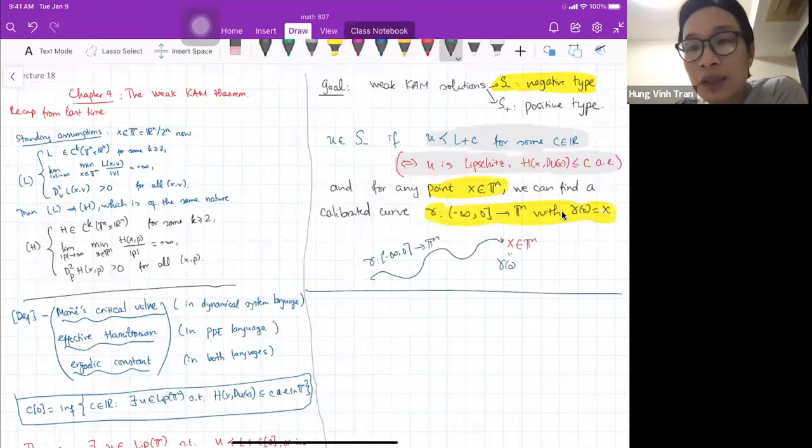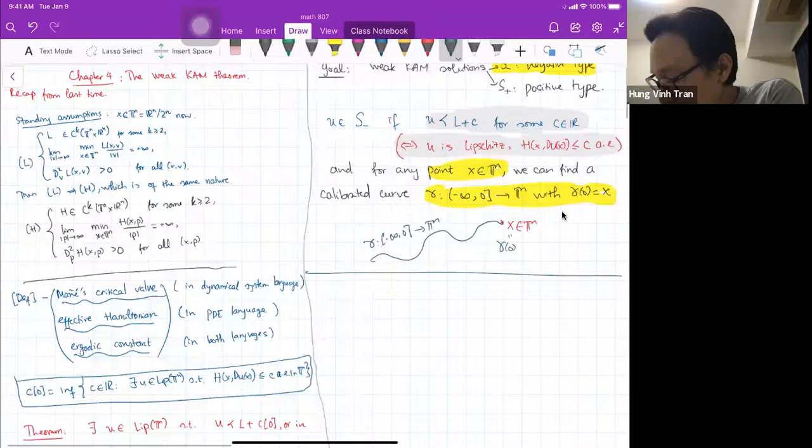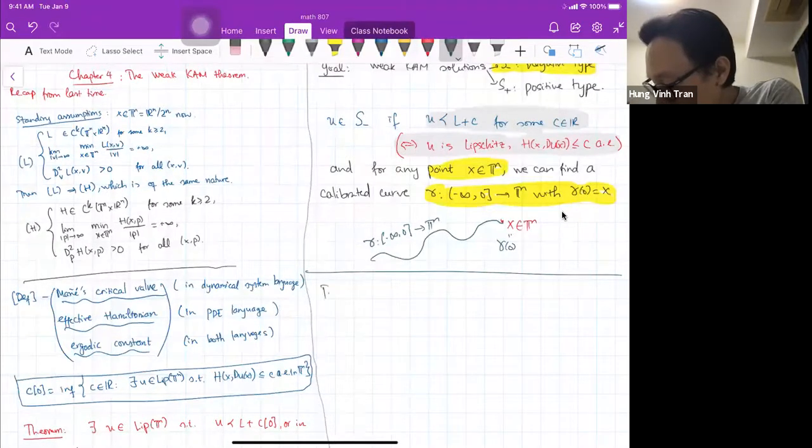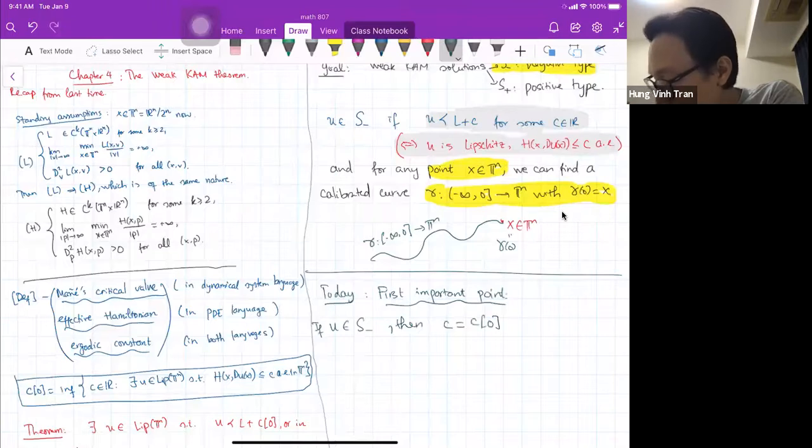And one of the important results that we're gonna do today, today we're gonna do two things, but the first important point is gonna be that if U is in S minus, then I must have that C equals C naught. So that's going to be a very important claim that we're going to prove today.